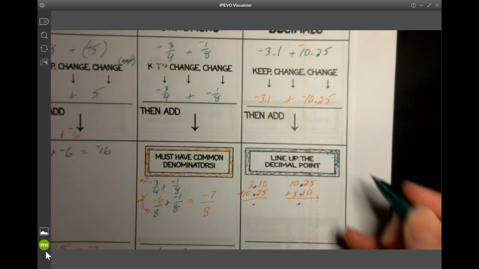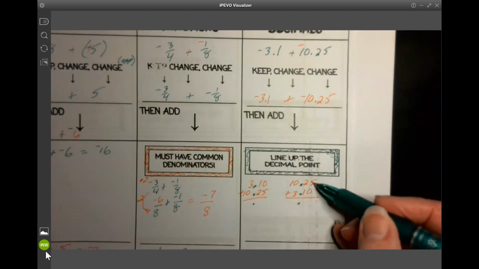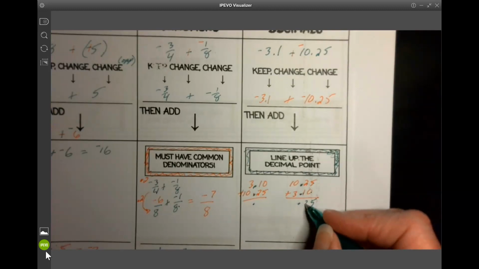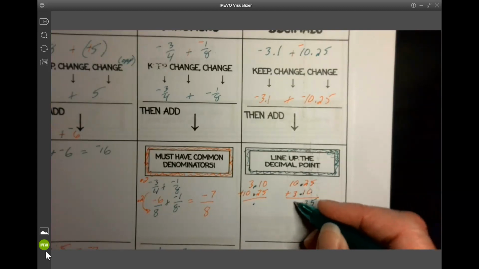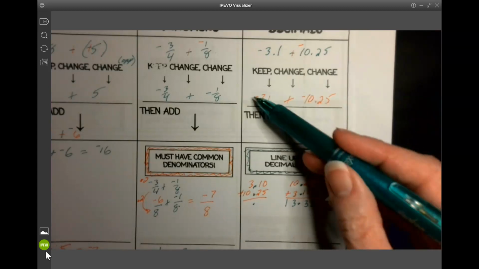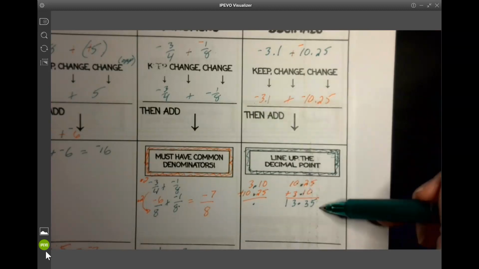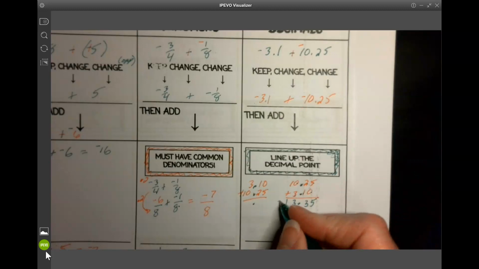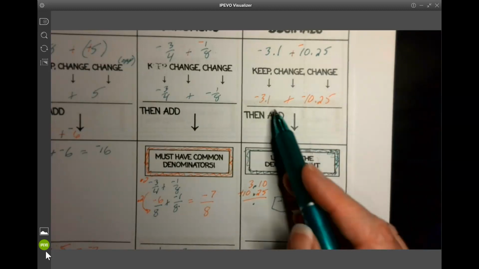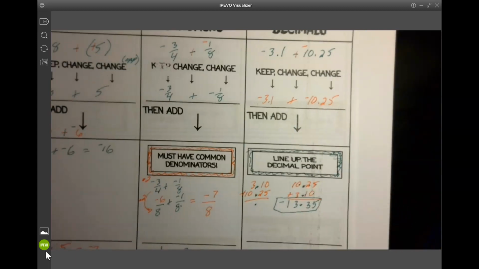So line up the decimal point. Okay, now I'm just going to add 5 plus 0 is 5. 2 plus 1 is 3. 0 plus 3 is 3, and bring the 1 down. So I get 13.35. But wait, look at my signs up here. They're both negatives. So what's my answer going to be? It's going to be a negative 13.35. So always go back to your original problem and check what your signs are.